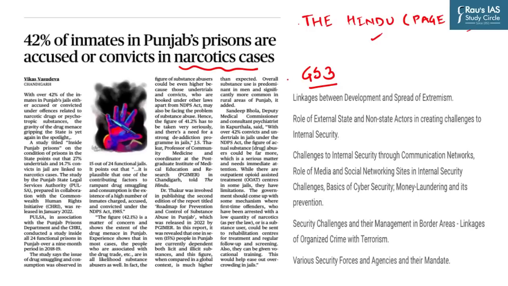Not only does it highlight the problem of drug abuse in Punjab, but it highlights the problem of drug abuse in India as a whole. The study, titled Inside Punjab Prisons, on the condition of prisons in the state, points out that 27% of the undertrials and 14% of the convicts in jails are linked to narcotic cases.